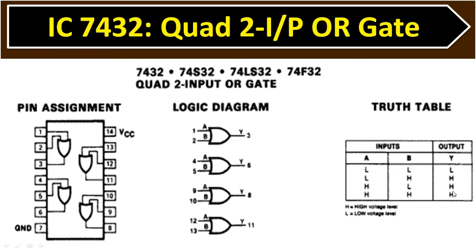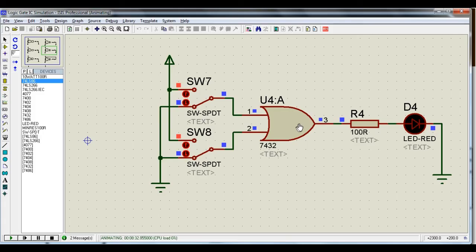So let us see the practical simulation of the 7432 OR gate IC. So this is the OR gate. Now it is already connected to 0, 0. So here output is 0, LED is in off state. Now if I connect A equal to 1, you can see here the LED has turned on. LED is glowing. Now if I connect 0, 1, then also the LED is in on state, and if I connect 1, 1, then also the LED is in on state. So our truth table is proven.